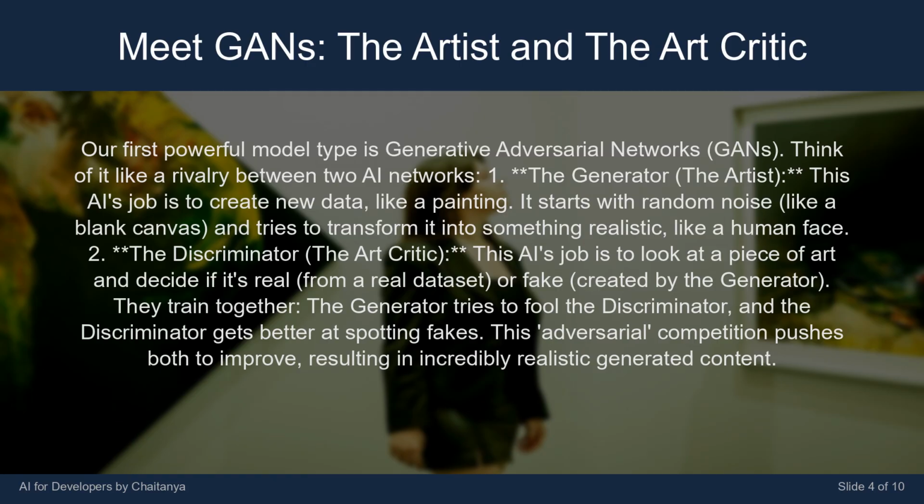2. The discriminator. The art critic. This AI's job is to look at a piece of art and decide if it's real, from a real dataset, or fake, created by the generator. They train together. The generator tries to fool the discriminator, and the discriminator gets better at spotting fakes. This adversarial competition pushes both to improve, resulting in incredibly realistic generated content.